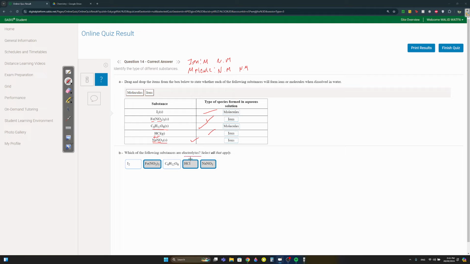Which of the following substances are electrolytes? An electrolyte is anything that forms ions. That's it. Forms ions. And to form ions, it doesn't necessarily mean it's an ionic compound. It can be ionic or molecular, because that was the question in the CA. Done here. 15.